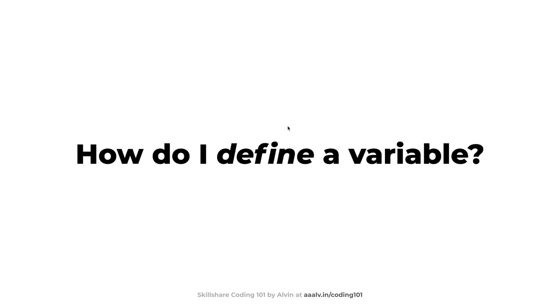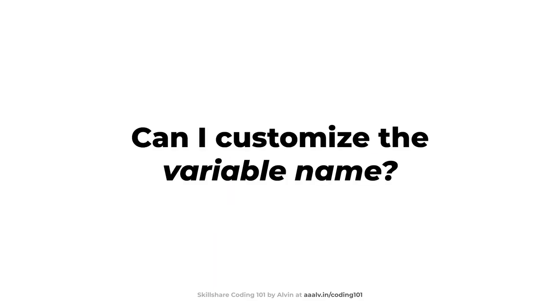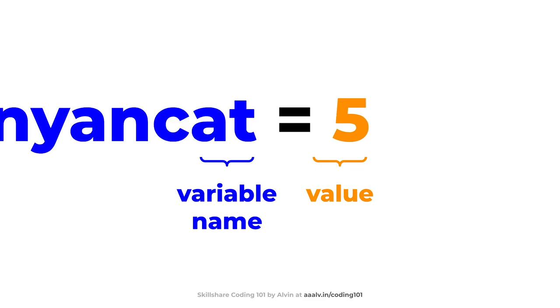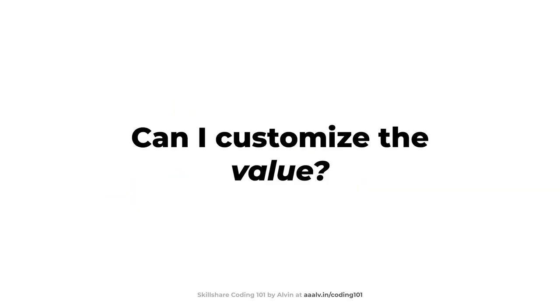Now, how do we define a variable? We can define a variable by assigning a value, such as 5, to the variable name x. Now, can we customize these variable names? And the answer is yes. You can use a, you can use z, you can use nyancat, you can use whatever you'd like with a few different restrictions. Your variable name can only contain letters and underscores. No periods, no spaces, no dashes. Only letters and underscores.